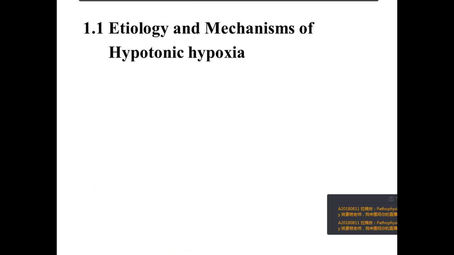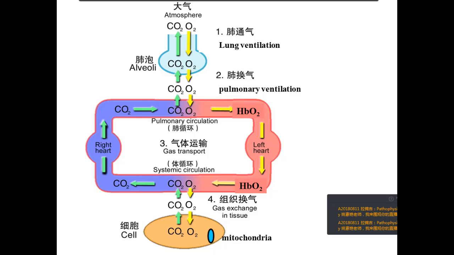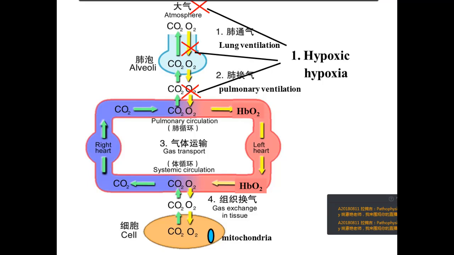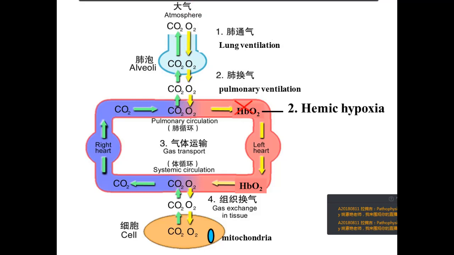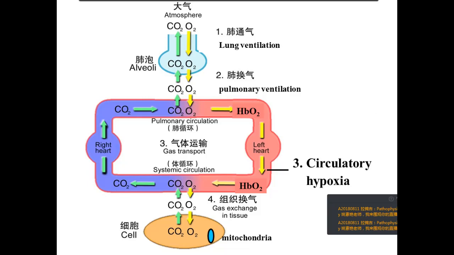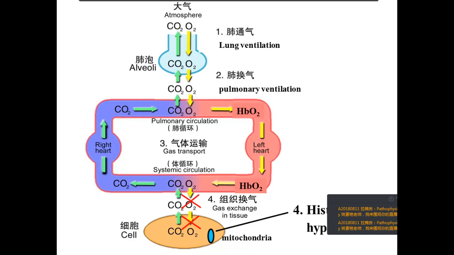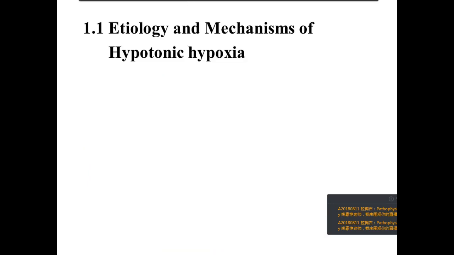Hypoxia is divided into hypotonic hypoxia, also called hypoxic hypoxia, whose character is a decrease in partial pressure of oxygen in arterial blood. The second is hemic hypoxia, then circulatory hypoxia and histotoxic hypoxia. We have learned the first, hypotonic hypoxia. In hypotonic hypoxia, what decreases?